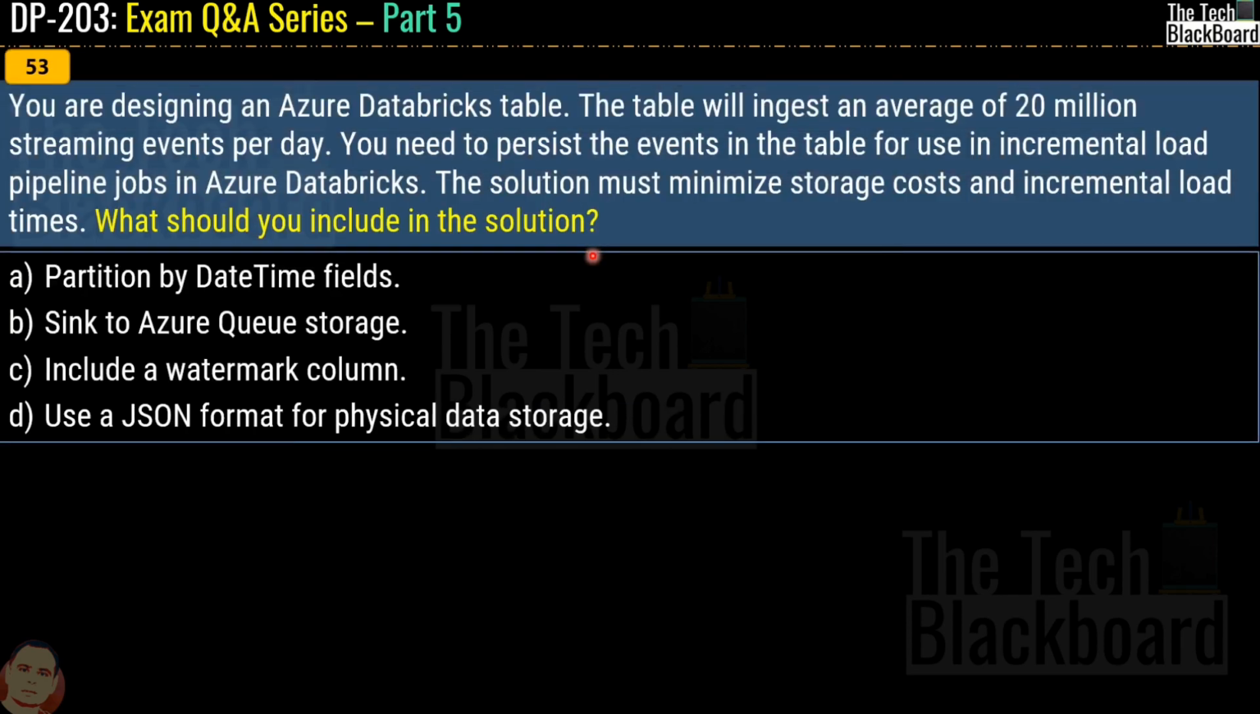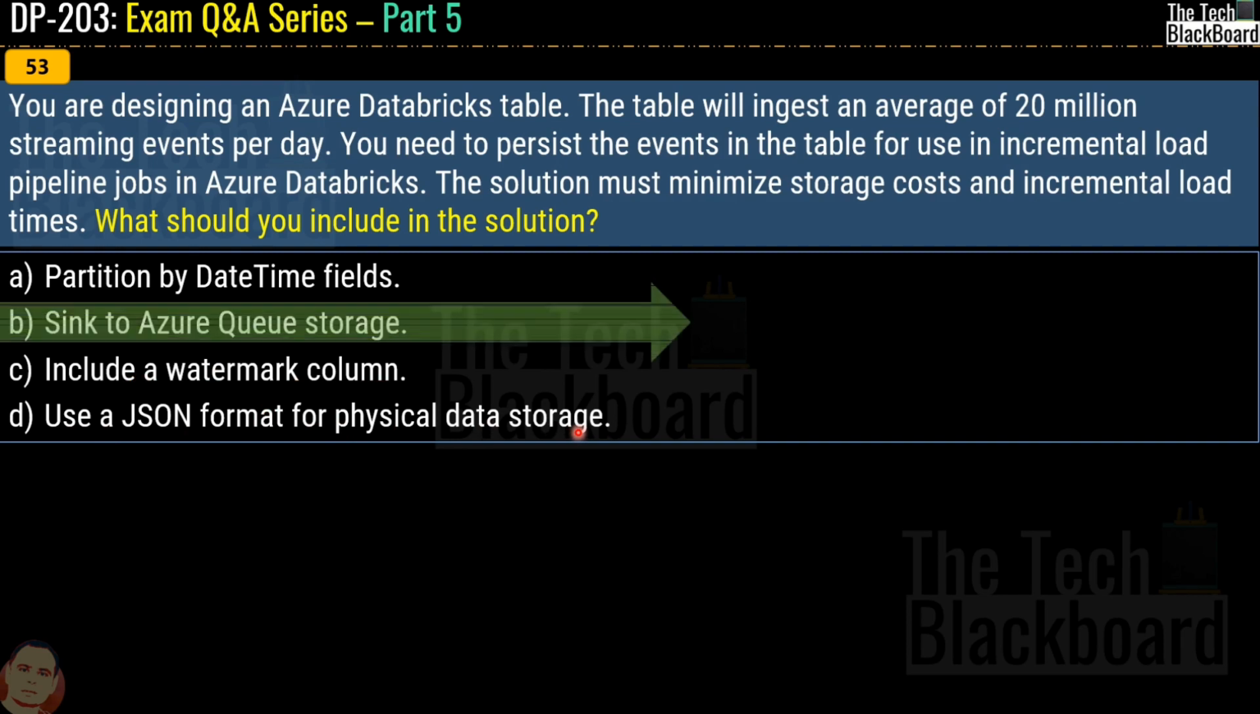Now let's move on with question number 53, and it says that you are designing an Azure Databricks table. The table will ingest an average of 20 million streaming events per day. You need to persist the events in the table for use in incremental load pipeline jobs in Azure Databricks. The solution must minimize storage cost and incremental load times. What should you include in the solution? Your options are partition by date time fields, sync to Azure Queue Storage, include a watermark column, or use a JSON format for physical data storage. And the correct answer for this question is option B, sync to Azure Queue Storage.